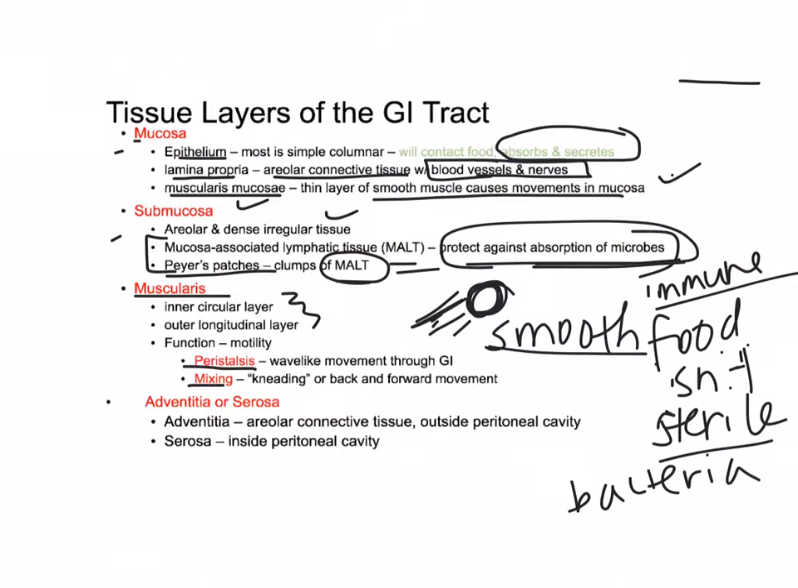I'll show you what that looks like. Okay, so peristalsis is when we're pushing it through, and then mixing is when we're just going back and forth and mixing it up to try to break it down. Okay, the outer layer of the GI tract is the adventitia or the serosa. It's called the adventitia if it's outside the peritoneal cavity, and it's called the serosa if it's inside the peritoneal cavity. So that's just going to anchor the parts inside the abdominal cavity.